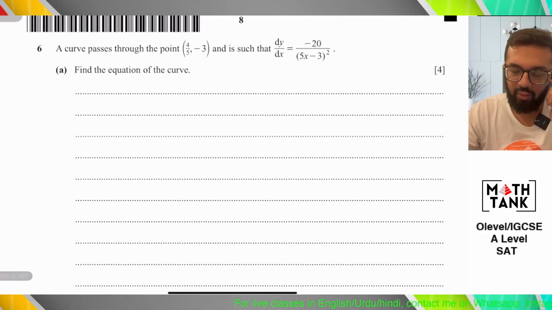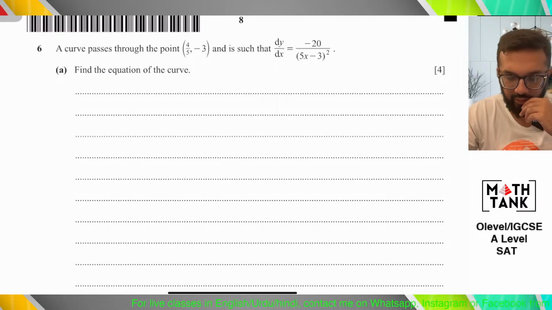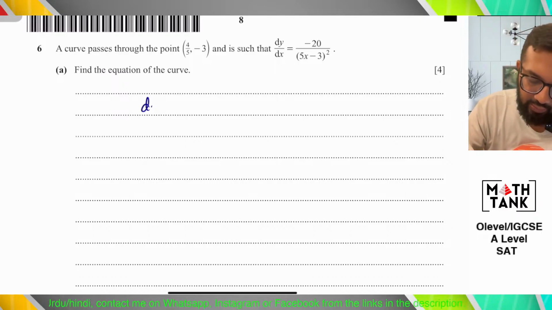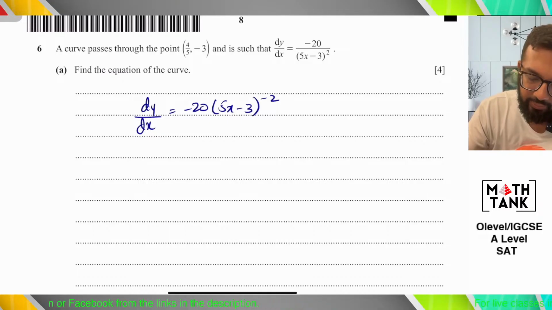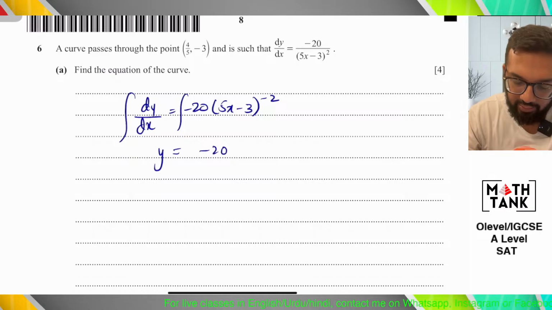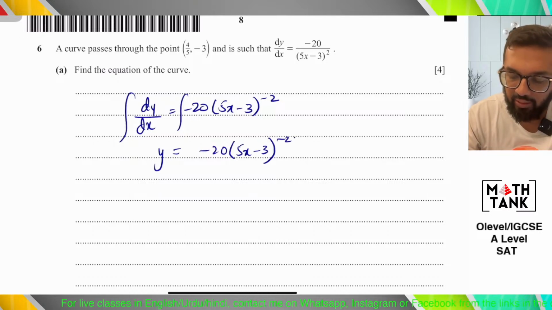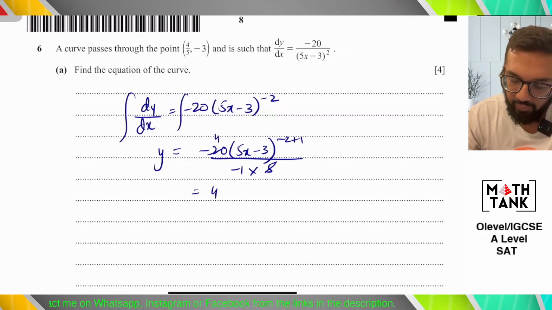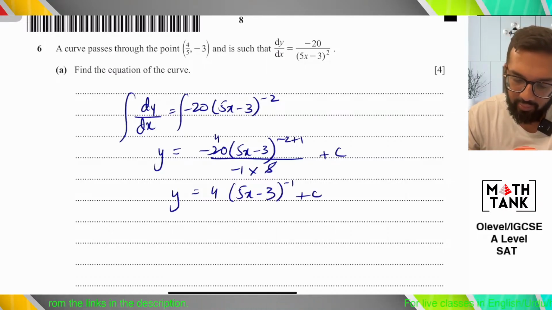Okay. Question number 6 quickly. So yeah, it's been 20 minutes and I am on to the 6th question. A curve passes through the point this. Then the equation of the curve dy by dx is minus 25x minus 3 power minus 2. Okay. So equation of the curve is integration. So I get minus 25x minus 3 power minus 2 plus 1 divided by minus 1, 5. That gives me 5 times 5x minus 3 power minus 1 and there's a plus c. Okay. Minus 3, 4.